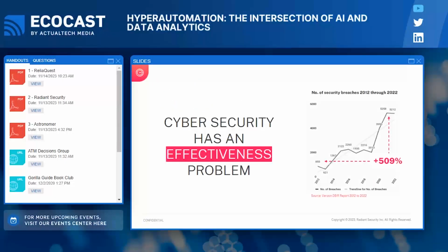First and foremost, cybersecurity has an effectiveness problem. There are a lot of indicators you could use to get to the same place. What we're looking at here is stats over the last 10 years for the number of breaches annually in the Verizon Data Breach Investigations Report. The punchline is essentially things aren't good. Through no lack of effort, capital, or innovation, we are essentially 500% worse than we were 10 years ago. So this is a big problem.